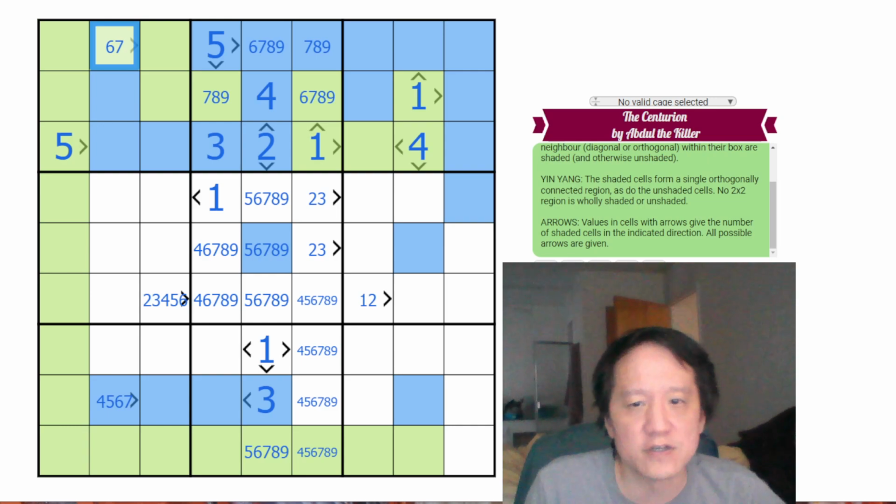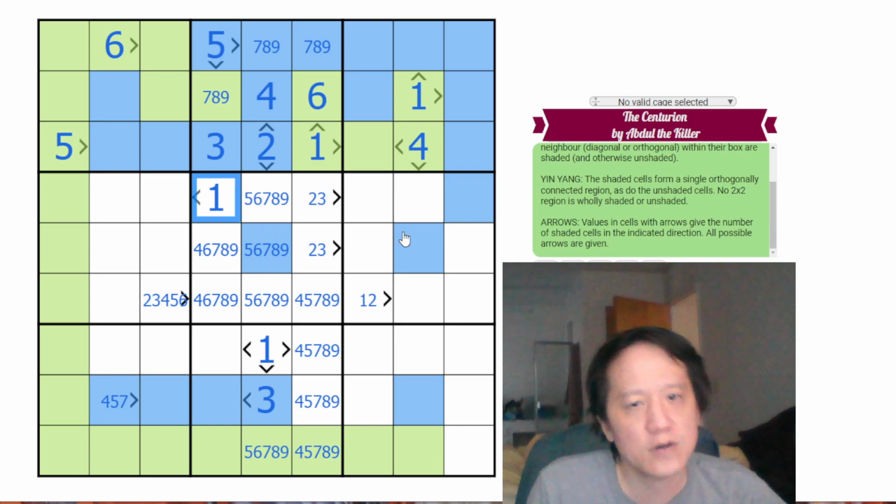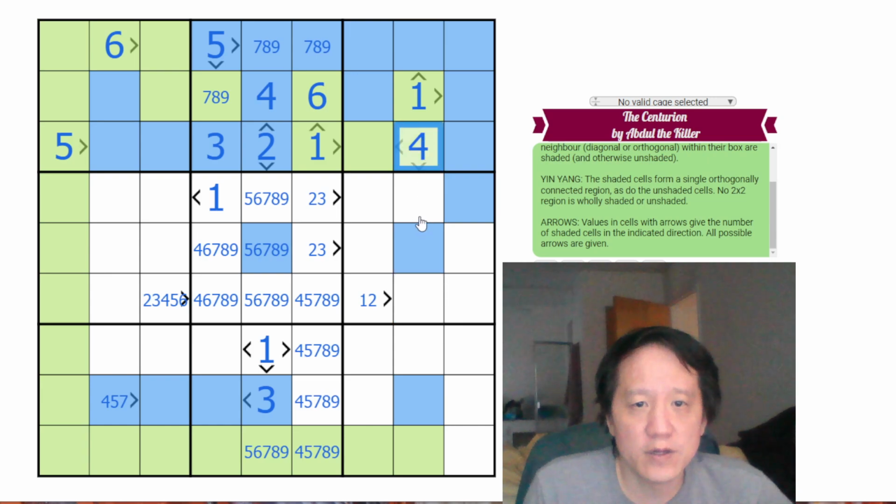This has to be 6 because we know exactly how many that is. So this can't be 6. Therefore, this is the 6. So this can't be 6. This can't be 6. We have at least 4. It's 4 this way. This is unshaded, so the 3 cannot be anywhere here. So the 3 has to be one of those.